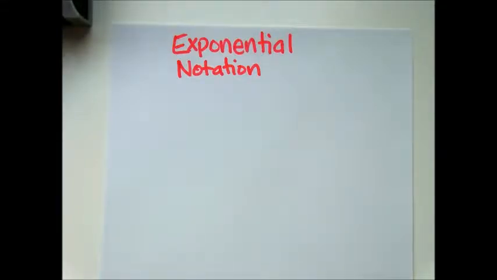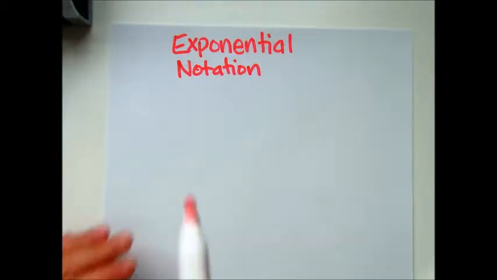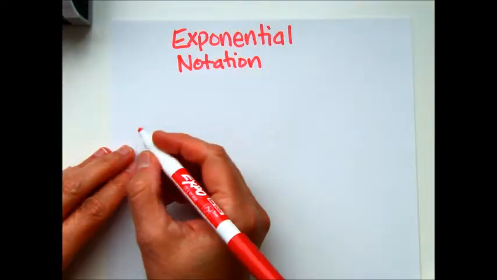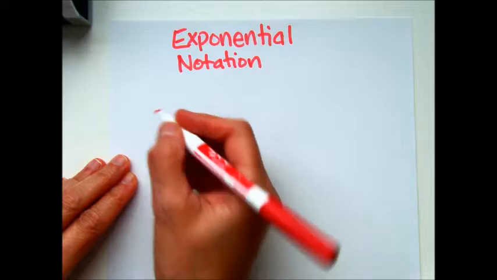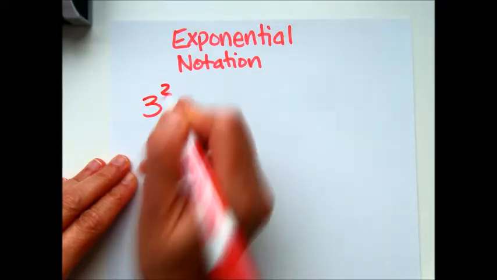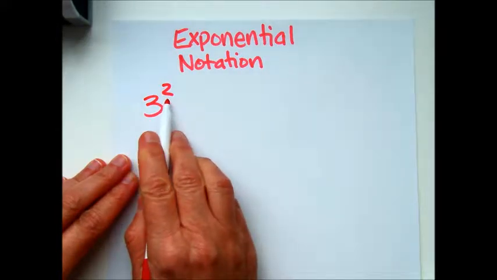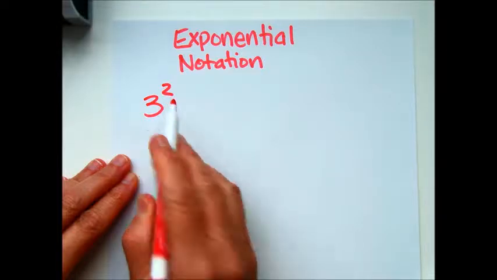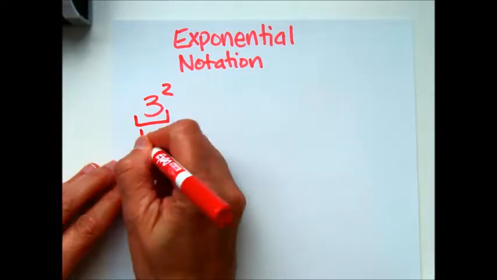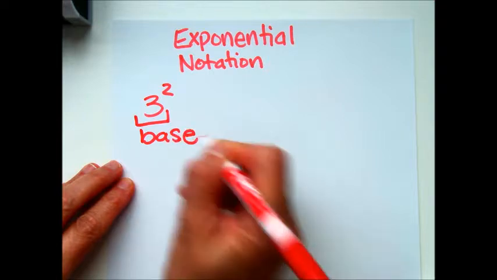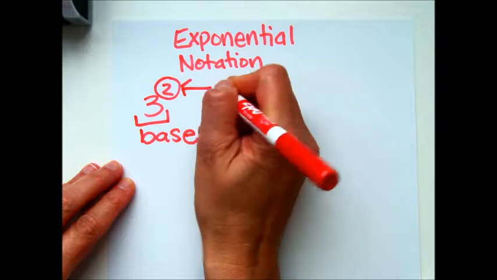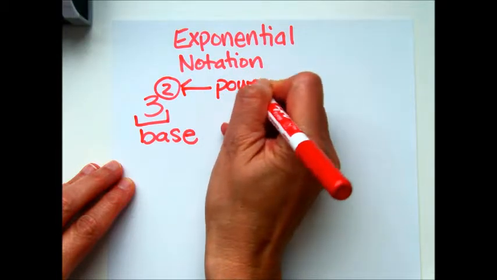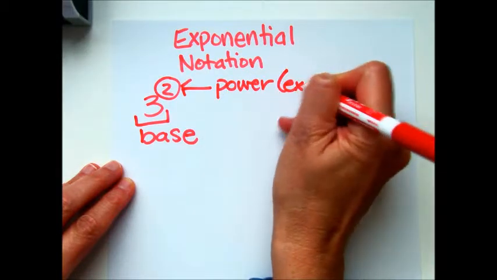Alrighty, let's talk about exponents for a little bit. Let's first talk about what an exponent might look like, or a number with an exponent. We might have something like 3 with this little 2 in the upper right-hand corner. This 3 is called the base, and this 2 is referred to as the power or the exponent.